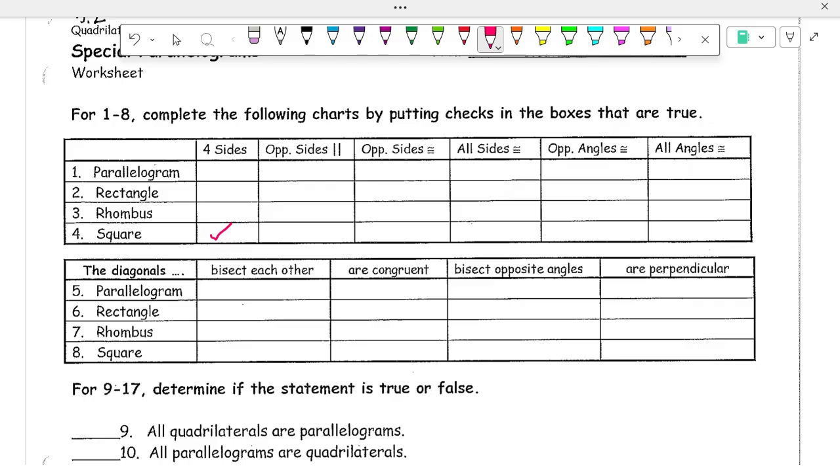One of you needs to do the parallelogram, one of you needs to do the rhombus, one of you needs to do the rectangle, and you're all doing the square. You can do the square together if you want. So decide amongst yourselves now.